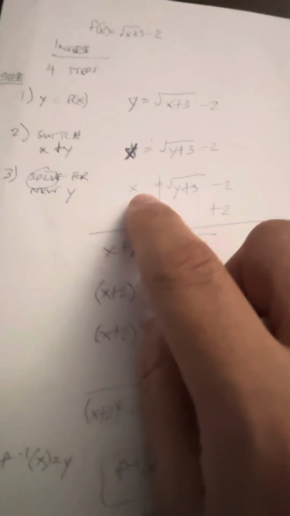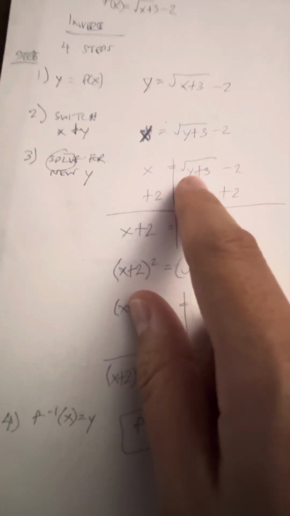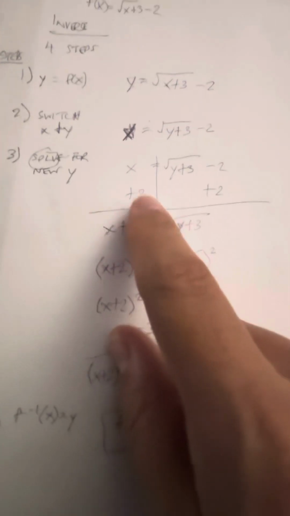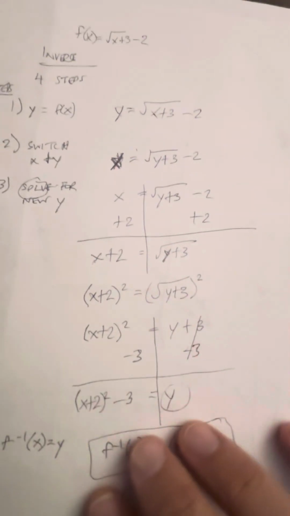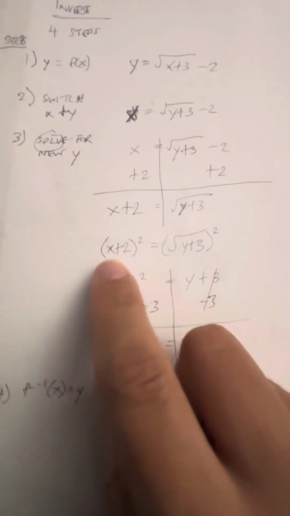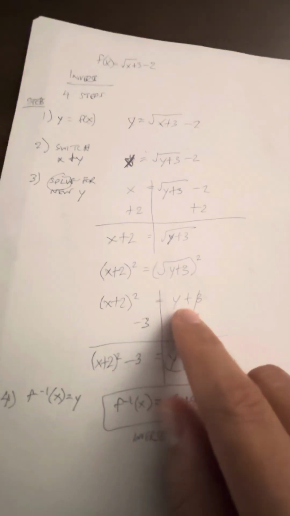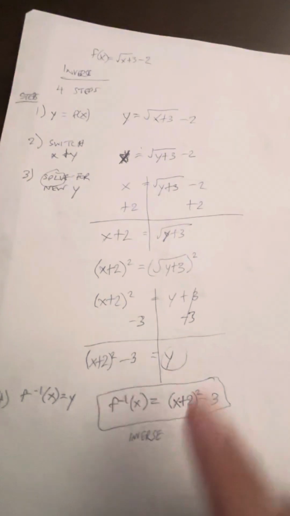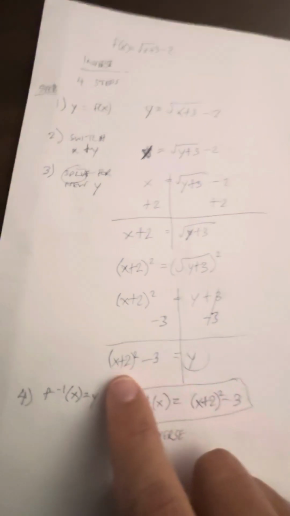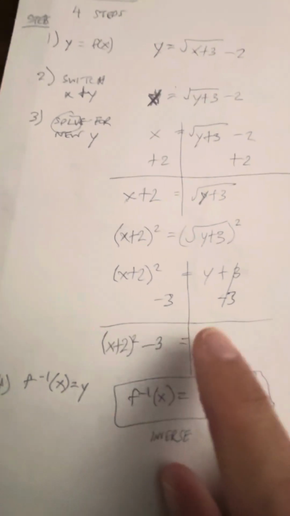Step 3, this is your longer step. You're just going to solve for y. I'm trying to get the y by itself. So here, I've got to get the square root by itself because you're going to have to square to get rid of it. So add 2 to both sides. This will give you x plus 2 equals the square root of y plus 3. Now you have to square both sides so you can get rid of the square root. So this is x plus 2, quantity squared, equals y plus 3. I'm trying to get that y by itself, so subtract 3 on both sides. x plus 2 quantity squared minus 3 equals y. Bam! You got your y.